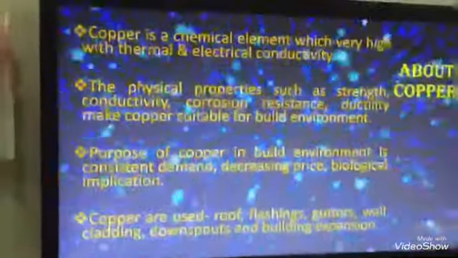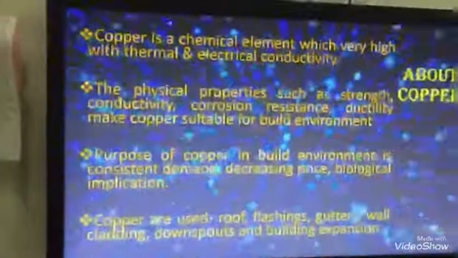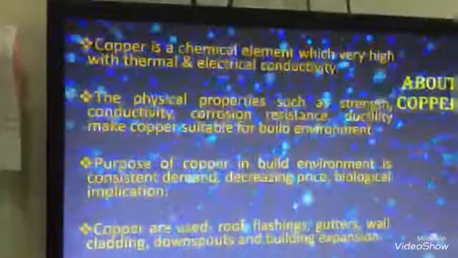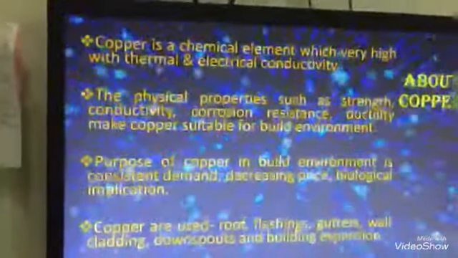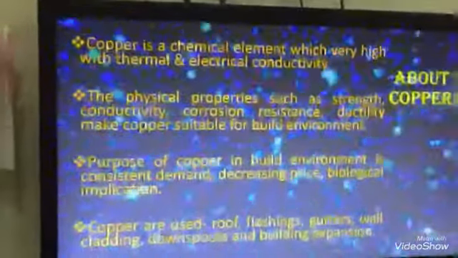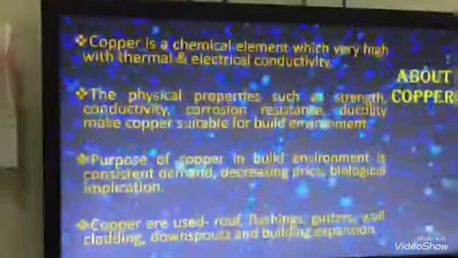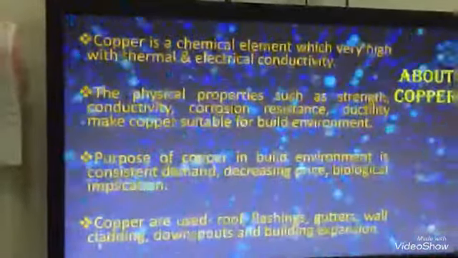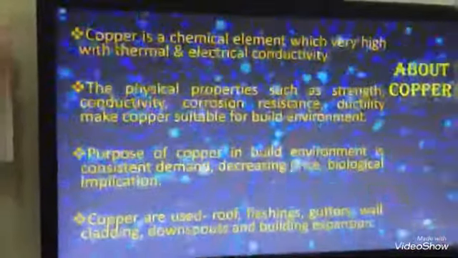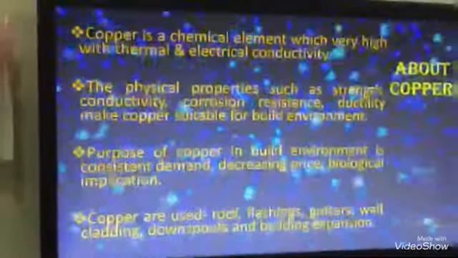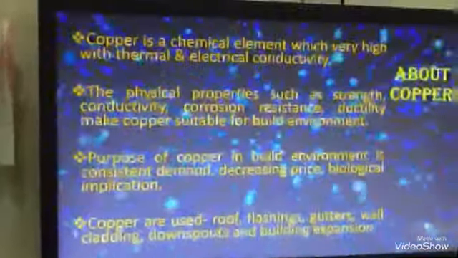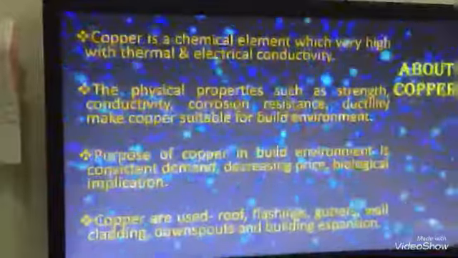The next is the purpose of copper in the built environment, which is its consistent demand, decreasing price, and biological implementation. The consistent demand is because, as we know, the electric wire we use is normally made of copper. Copper is also used in roofs, flashing, gutters, and wall cladding, which means the walls are covered by copper, and in building expansion.